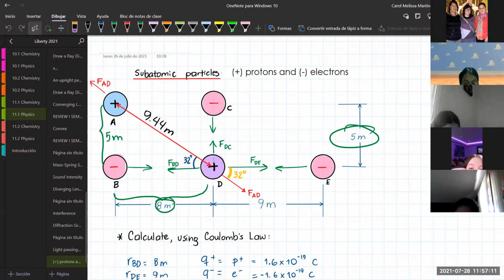Now, this angle of 32 degrees is going to affect my force AD. In other words, my force AD, because it is applied at an angle, is going to have components. Okay, at this point, I want you to tell me if you are following me, if you are following what we're doing.